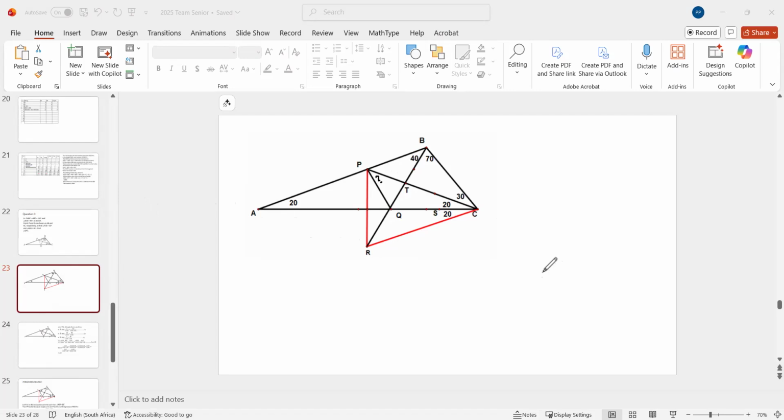There are quite a few things you can notice. For one thing, this is a cyclic quadrilateral. That is the whole purpose. If this angle here is 40, this angle here is 40, and this side PR, PBR is 40, PCR is 40, this side here subtends equal angles at C and B, so PBRC is cyclic.